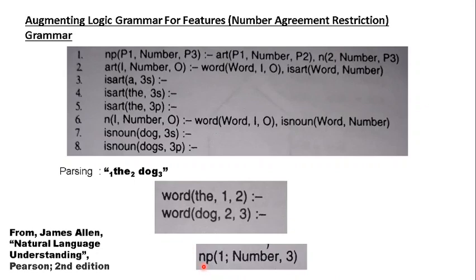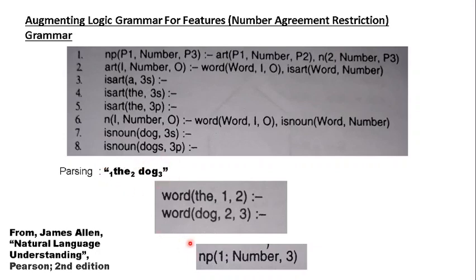See, the query is np1 number 3. What does it mean? It means that we are going to check whether there is a noun phrase in this sentence between positions 1 and 3, and we are interested in knowing the number feature value. If we are able to get a unique number feature value over here, it means the number feature agreement is respected in this entire phrase.